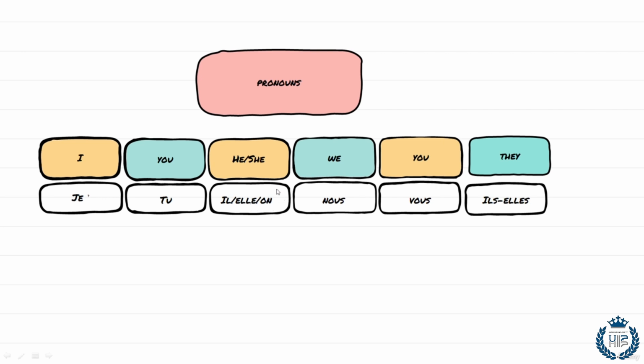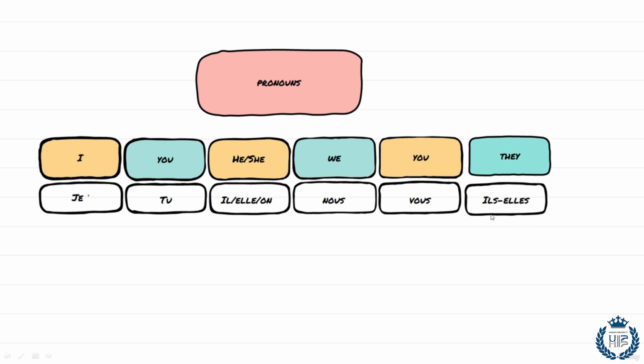So, what are the French versions of that? For I, it is je. For you, it is tu. For he, she, it is il and elle. Okay, then what is on? I will talk about that later on. Then we have we, nous. We have you, vous. Then we have they, ils, elles.